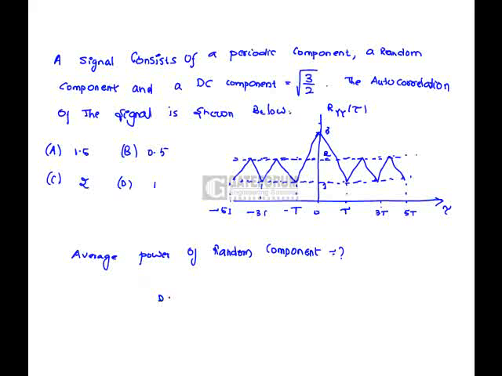So DC power is equal to 1.5. So autocorrelation function due to the periodic autocorrelation function RP of tau, plus autocorrelation function due to the random component, is equal to RYY of tau minus 1.5.